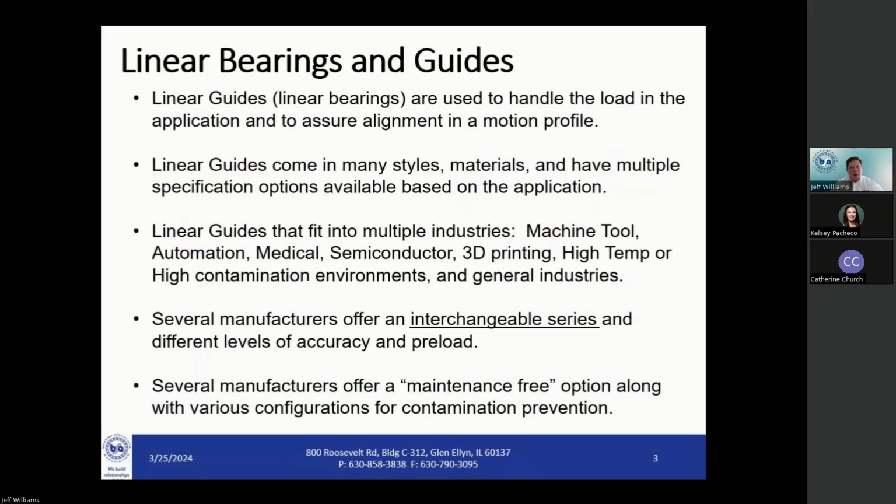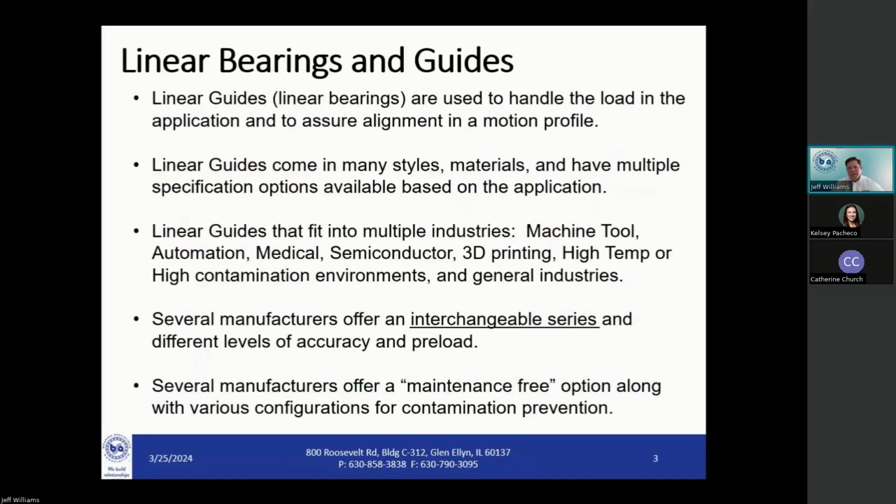And again, the nice part about linear guides and bearings is that they're found in a multitude of industries. You'll find them in machine tools, automation, automotive, medical, semiconductor manufacturing, 3D printing, and they can be adjusted to address high temperature or high contamination environments, as well as general industrial applications. Several manufacturers will have an interchangeable series, with different levels of accuracy and preload.